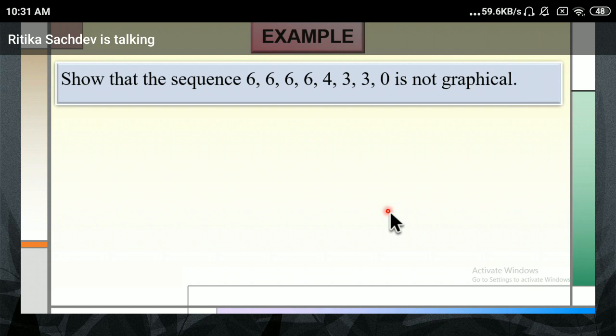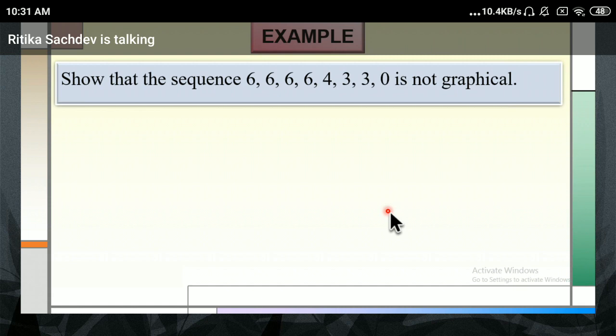In this particular case, my first way of rejecting a sequence of numbers as a degree sequence was that the total sum should be odd. If the total sum is odd, the graph does not exist. But here the sum is even. So it has passed the first test. Now let's go for the second test.